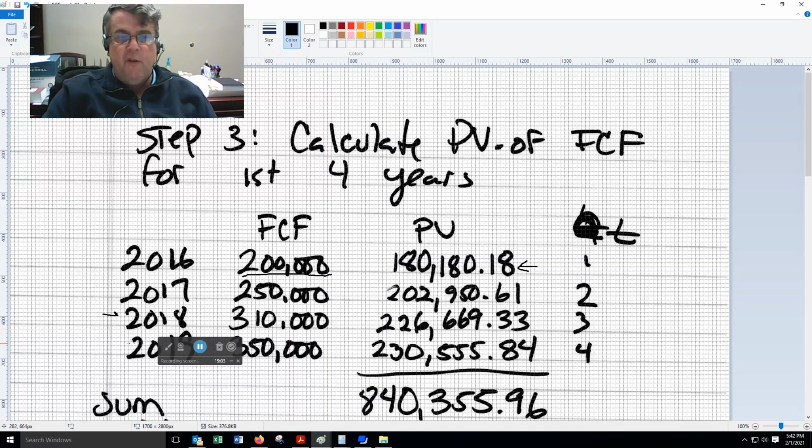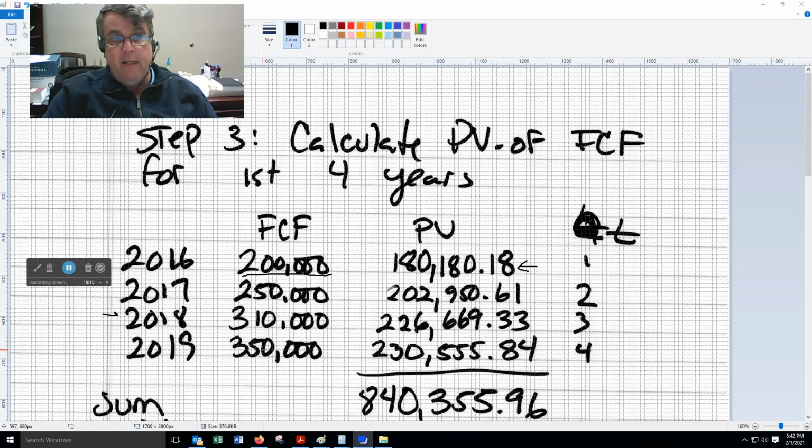Okay, do the same thing for 2019. I'm going to get future cash flows of $350,000 in the year 2019 at the end of it. That is a positive thing. So I hit $350,000 and I hit my future value key.